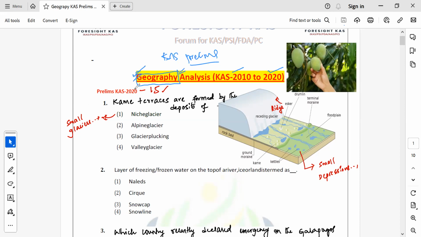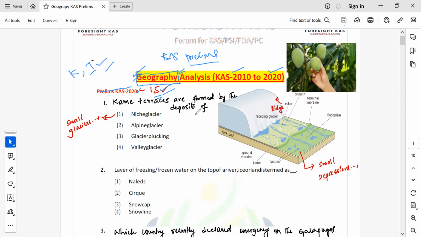So last year, in the last notification, the number of questions were 15. It means this geography, which includes geography of Karnataka and geography of India, is very important. We can expect 15 to 20 questions from this section. So let's begin the session.